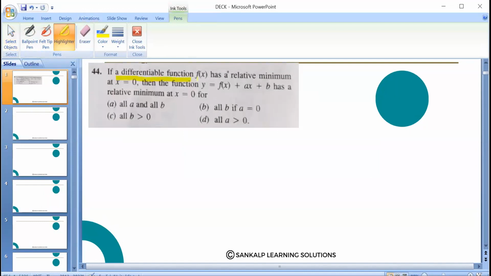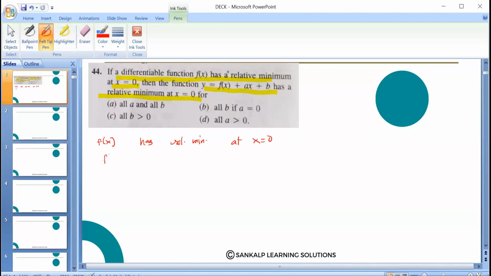If a differentiable function f of x has a relative minimum at x equal to 0, then y equal to f of x plus ax plus b has a relative minimum at x equal to 0 for different options are given. So first, f of x has relative minimum at x equal to 0.